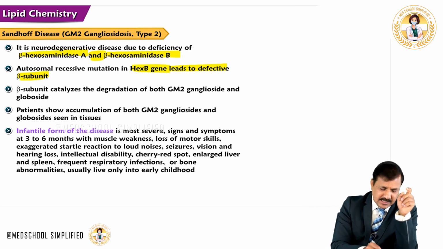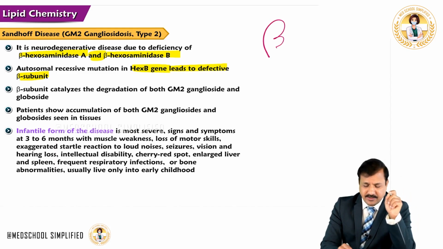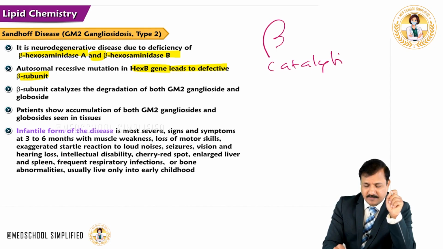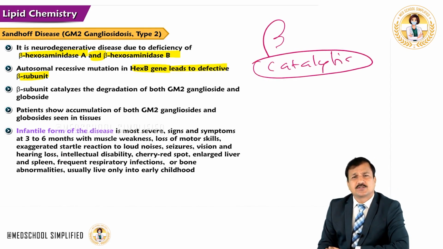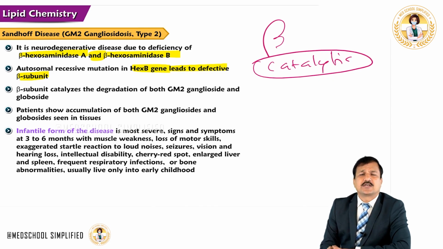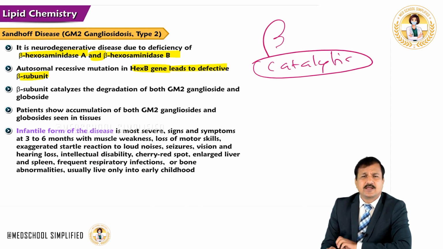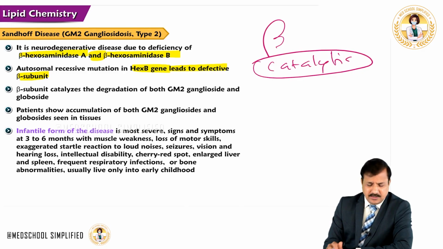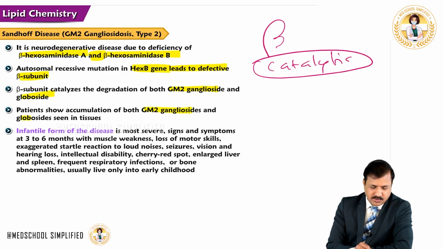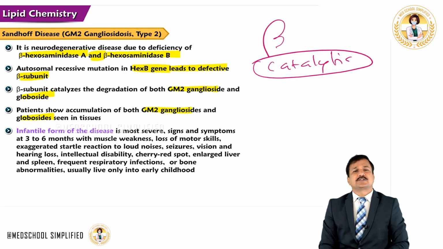The reason for that is, as I already told you, the beta subunit is the catalytic subunit. So when the beta subunit is defective, it also affects hexosaminidase A enzyme and hexosaminidase B enzyme, because for both the enzymes the beta subunit is necessary. So that's why in Sandhoff disease, because the beta subunit is defective, there will be a decrease in the degradation of GM2 gangliosides and globosides. So patients will show accumulation of both GM2 gangliosides and globosides.